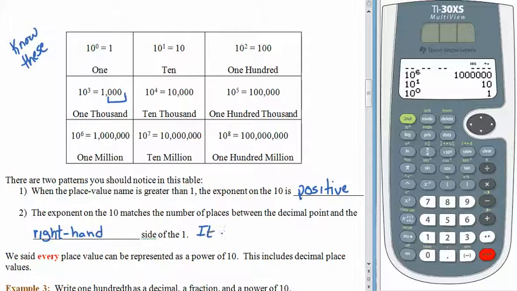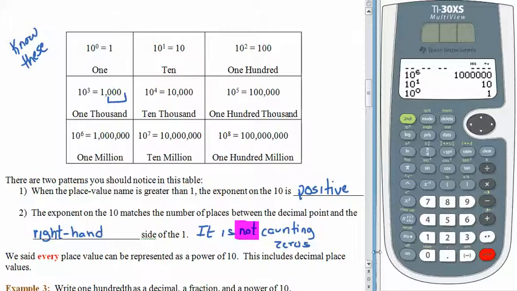Let's write that down. We'll even highlight the word not. Let's highlight it in pink. Seems like a good color for today. That exponent is not counting zeros.